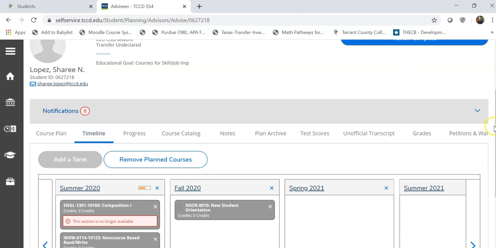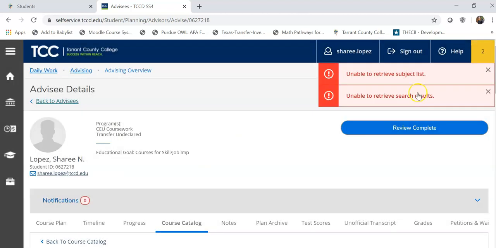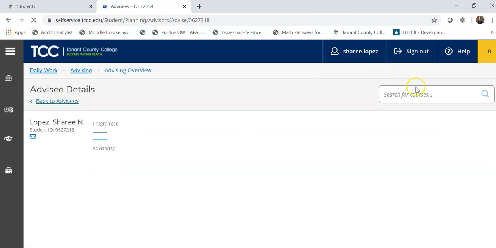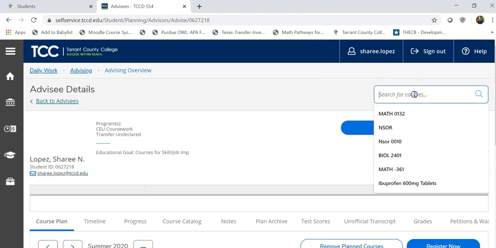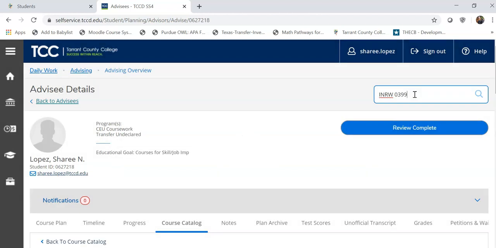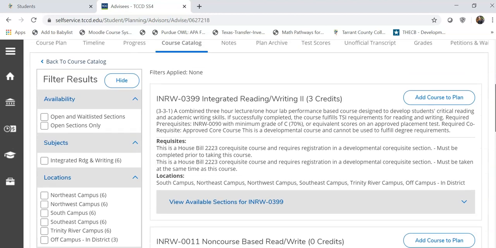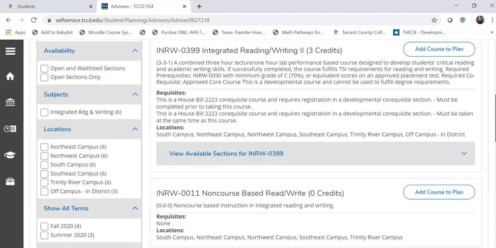It's all good. So let's say we wanted to register for integrated reading and writing 0399. So it's going to give you all these options down here on the left.